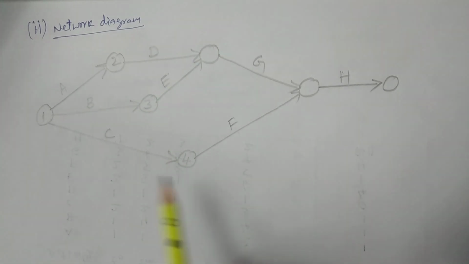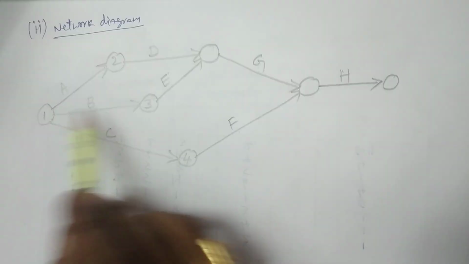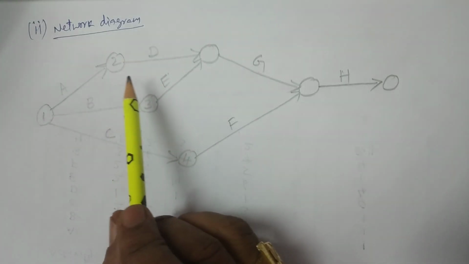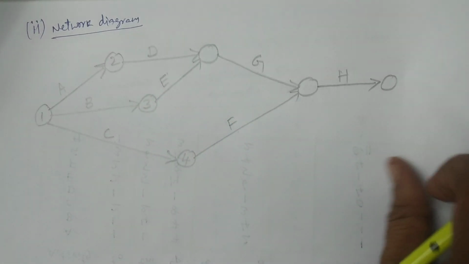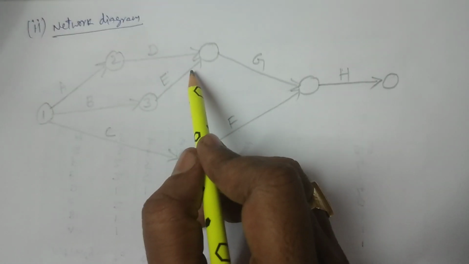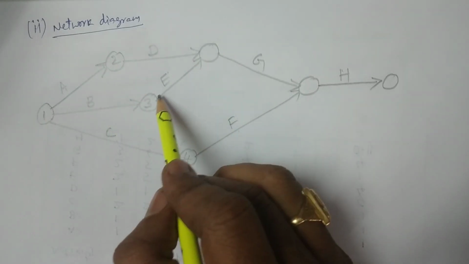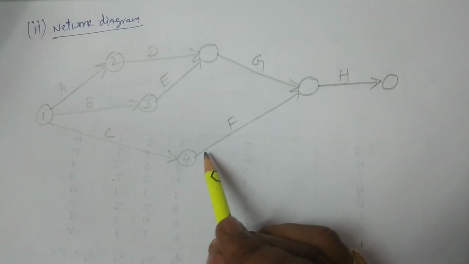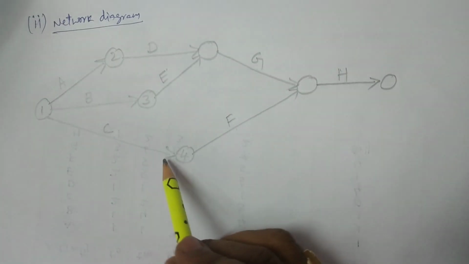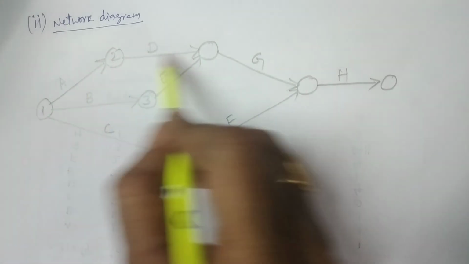You see here, before A, B, C, there are no predecessors. Therefore, A, B, C are starting activities. I have considered it in this fashion. And then after A, we have activity D, and after B, we have activity E. That is, for D, the predecessor activity is A. For E, the predecessor activity is B. For F, the predecessor activity is C. So C is finished before starting F, B is finished before starting E, A is finished before starting D.